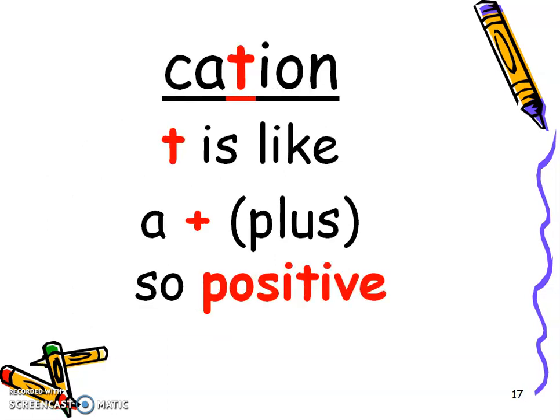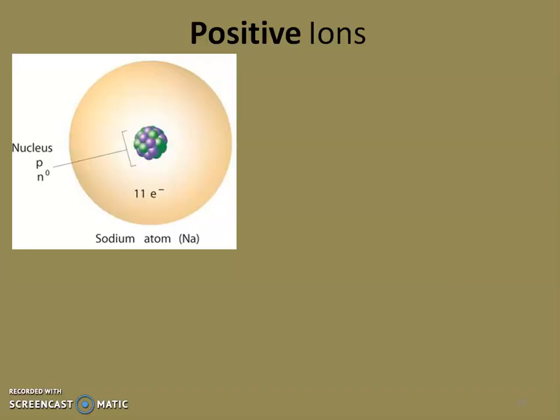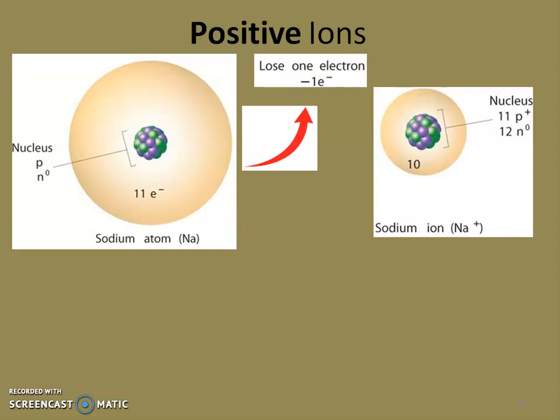So I always like to remember that cation is positive, and it has like a plus sign in it, so it's positive. So again, let's look at these positive ions. What happens is an electron is lost and now becomes a sodium ion.